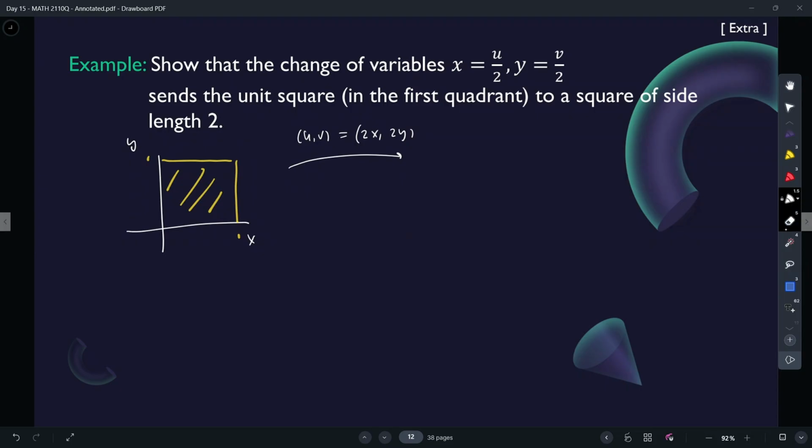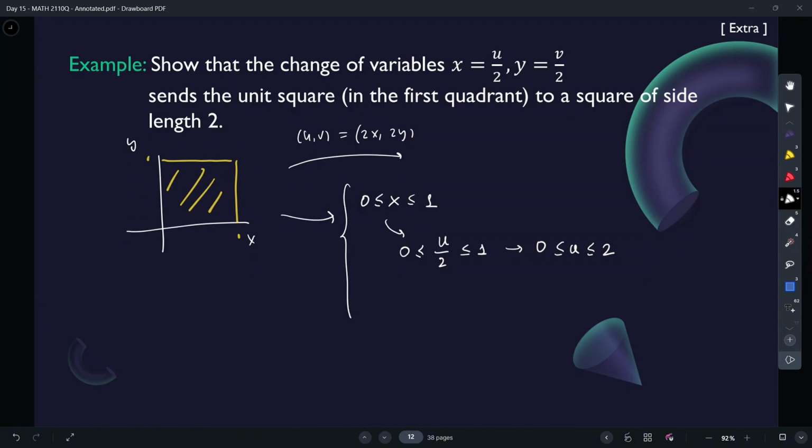Then what do I know about x from here? I know that x is between 0 and 1. And that tells me, because of this formula, that u over 2 has to be between 0 and 1. And that in turn tells me, if I multiply by 2, that u is between 0 and 2. Okay?